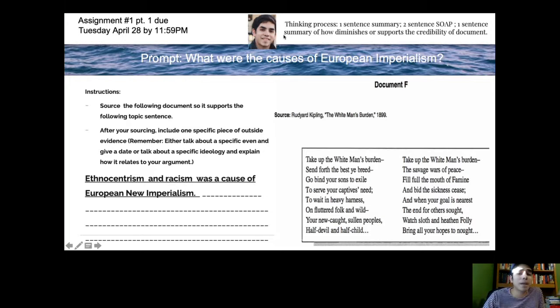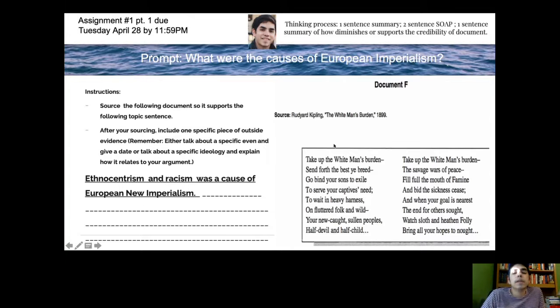I was supposed to include a little megaphone, but I forgot to include the megaphone, so it's just my face there. God, that's a horrible picture. But remember that sourcing a document includes one sentence summary, and one sentence summary of how whatever you put diminishes or supports the credibility of the document or how it's relevant to the topic sentence argument, right? So get used to that formula. Your topic sentence that you're going to support is ethnocentrism and racism was a cause of European new imperialism.